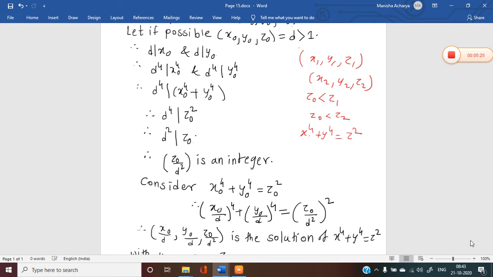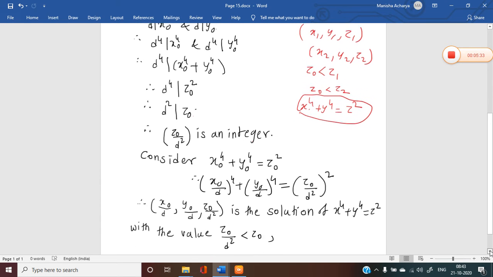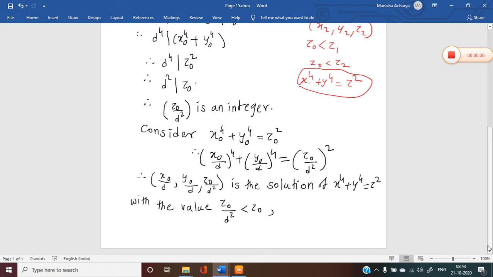Now since x0, y0, z0 is a solution of this Diophantine equation, it satisfies the equation, and therefore x0 raised to 4 plus y0 raised to 4 equal to z0 square. Now divide this equation throughout by d raised to 4, then we can write it in this form. Here you can observe that x0 by d, y0 by d and z0 by d square is a solution of this Diophantine equation. We know that z0 by d square is an integer, so obviously z0 by d square is going to be less than z0.